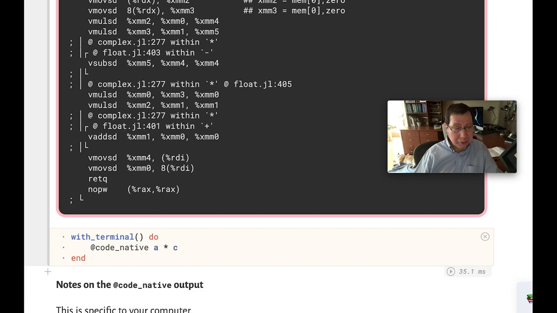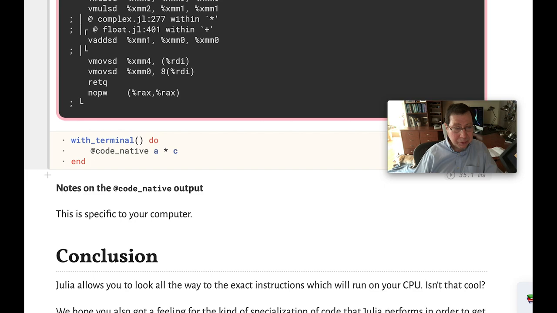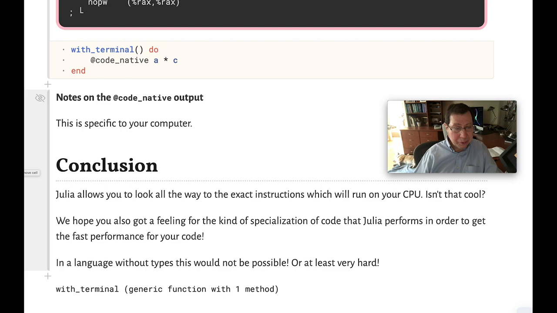Okay, and the way we got this was the code native output. Okay, so the conclusion is Julia allows you to look all the way to the exact instructions which will run on the CPU. Your TA Shashi made this notebook and says, isn't that cool? And I couldn't agree more. And we hope you get a feeling as to what makes Julia a little more special than other languages with this talk. Thank you very much.